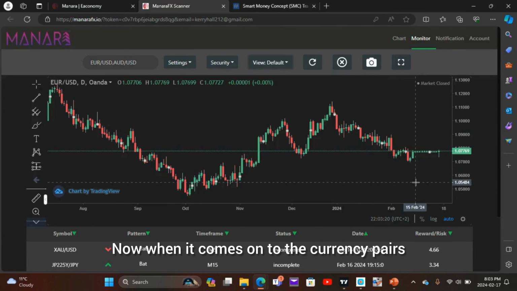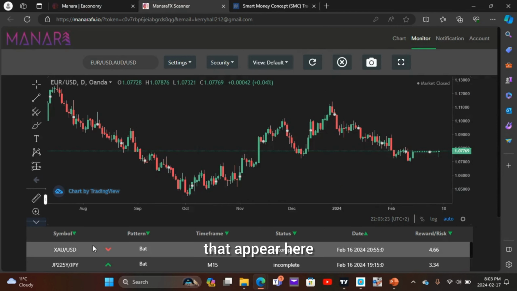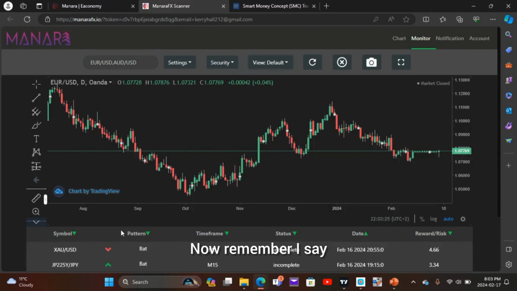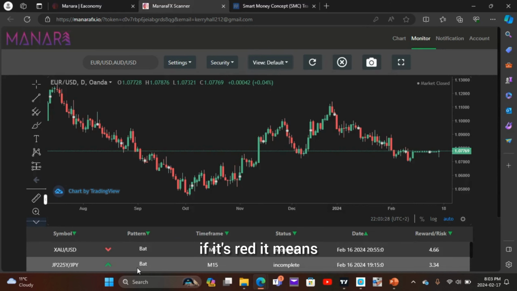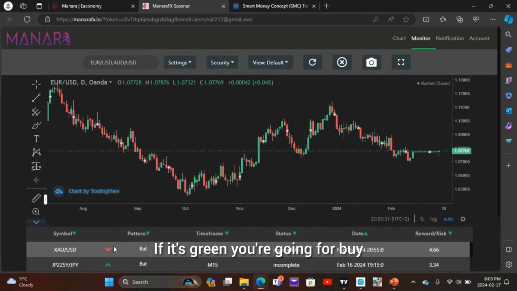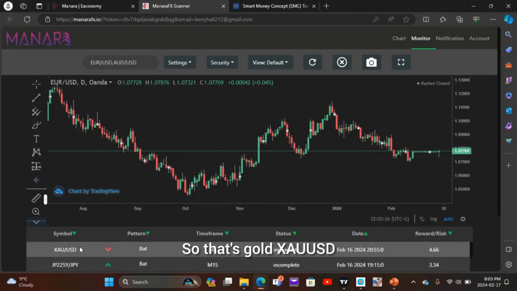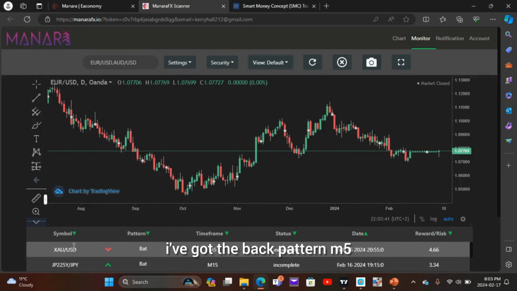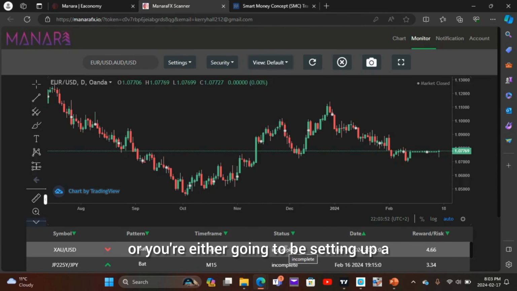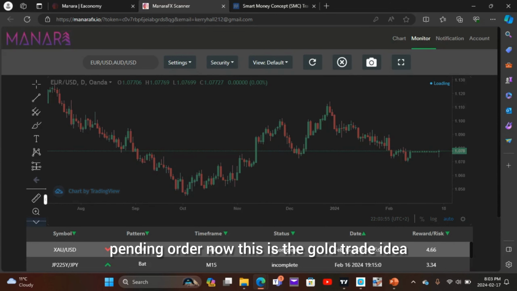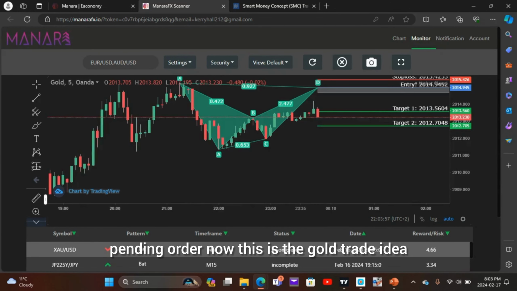Now, when it comes to the currency pairs that appear here, remember I say if it's red, it means that you're going for a sell. If it's green, you're going for a buy. So let's take a look at this gold trade. So that's gold, XAUUSD. I've got the back pattern M5, which is a quick trade, and notice it's showing incomplete. What did I say about if it says incomplete? It means that you're not yet ready to take the trade, or you're either going to be setting up a pending order.